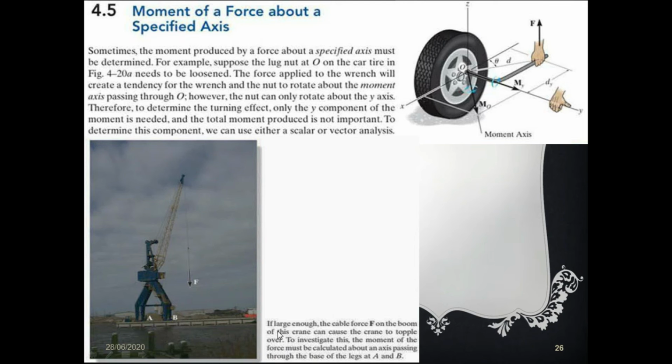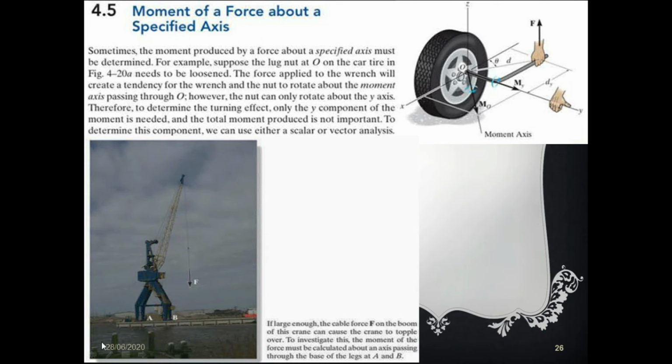So what does it say? If large enough, this cable force F on the boom of the crane, where is the boom of the crane? This is the boom of the crane. It can cause the crane to topple over. If this force is very large, this huge force can topple this crane, which means it can break it from the base, these four legs, and it can topple upside down. So this is very important.